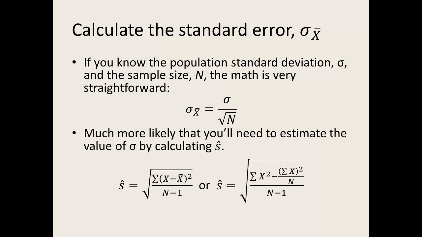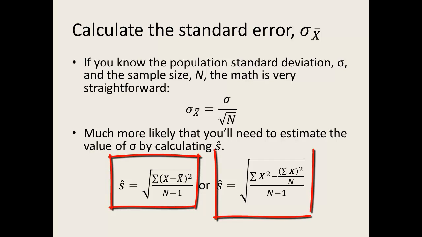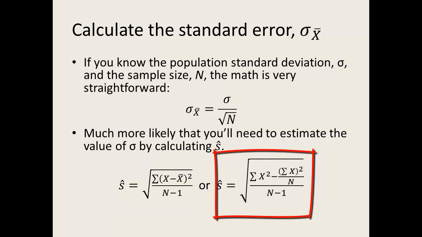S hat can be calculated from raw scores using the formula on the left, or from the data that's been summed up and squared and summed up using the equation on the right-hand side.